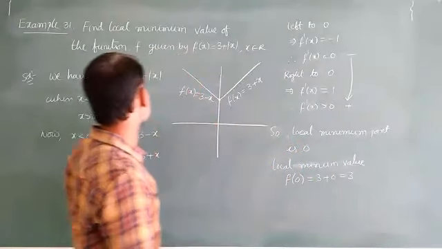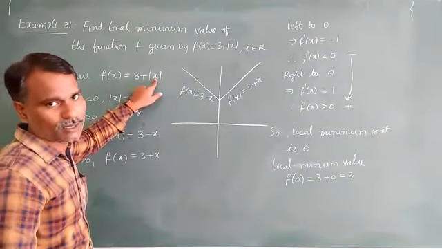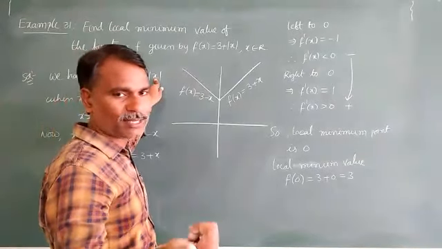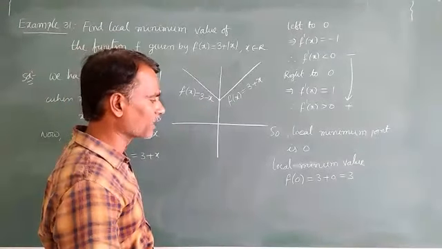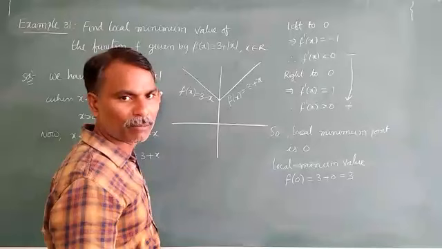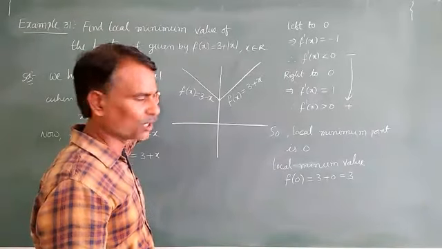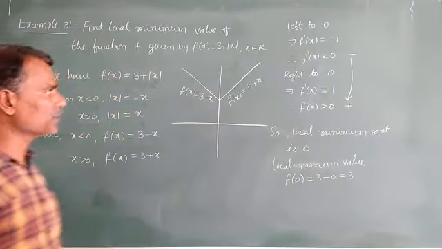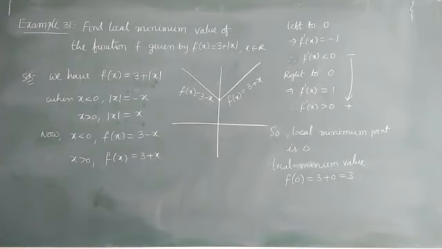Local minimum value means, put 0 in the given function. Keeping 0, there is no plus and no minus. So 3 plus 0 means 3 will come. That is the local minimum value for this function. No doubt.